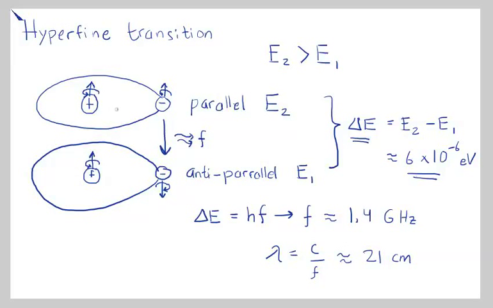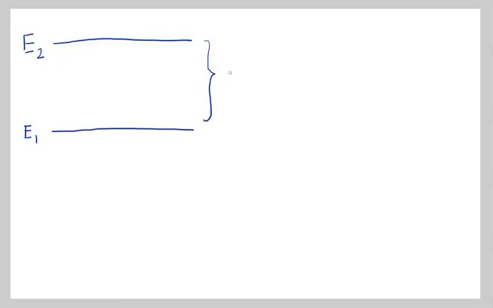So if there is a hyperfine transition in neutral hydrogen or H1 from a parallel spin to antiparallel spin, then they emit a photon with wavelength of 21 centimeters. We have talked about the parallel state, that has energy E2. This is the energy level of the parallel state, and E1 is the energy level of the anti-parallel state, which is lower than E2. They have difference delta E.